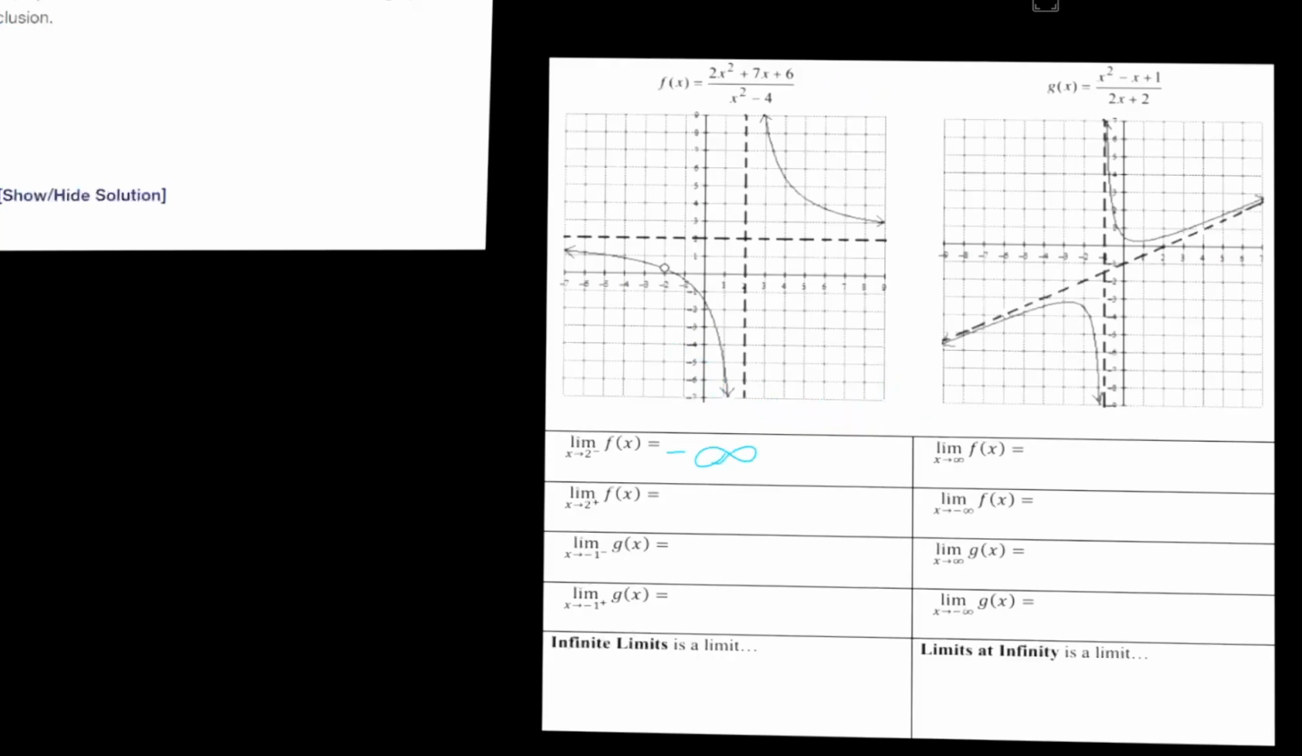And for x approaches 2 from the positive direction, this is going to get larger and larger in the positive direction, which is just going to be infinity.